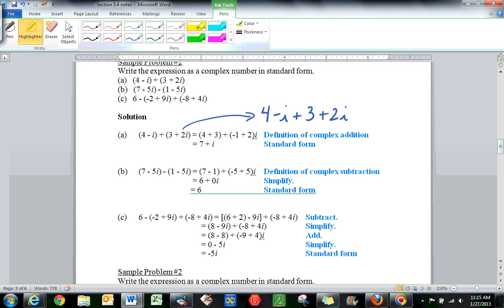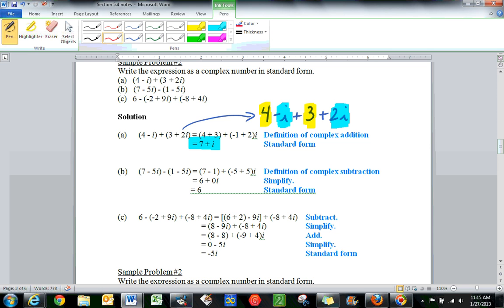So I can simply see that the 4 and the 3 are both real numbers, and so I can put those terms together to equal 7. And then secondly, I can see that we have two terms with the imaginary unit in it, and if I take a negative i plus 2i, that's going to give me a positive 1i, or just an i. And so our final answer would be 7 plus i. And so this is just a situation where we're combining like terms.